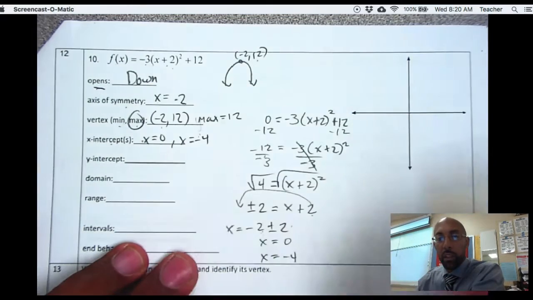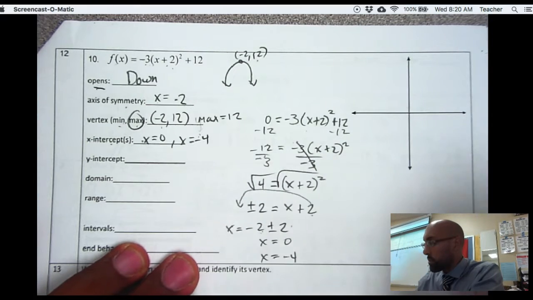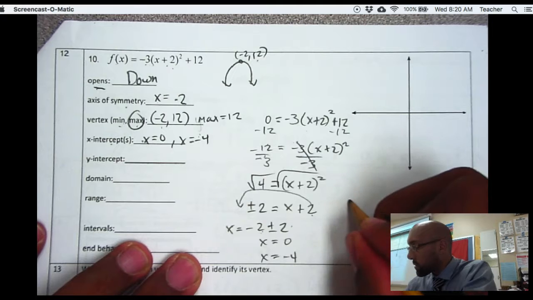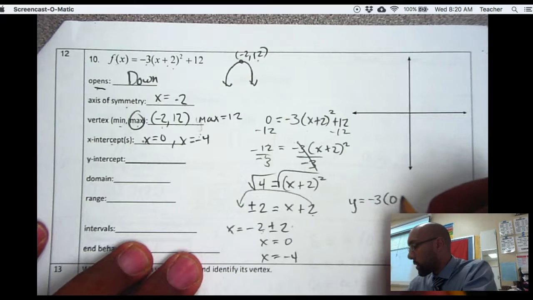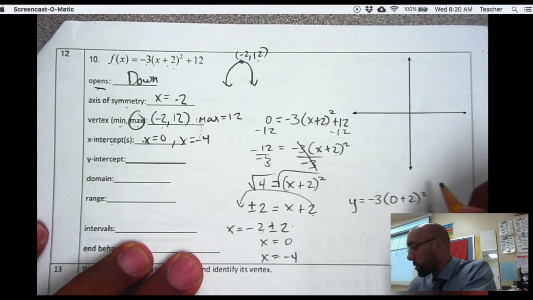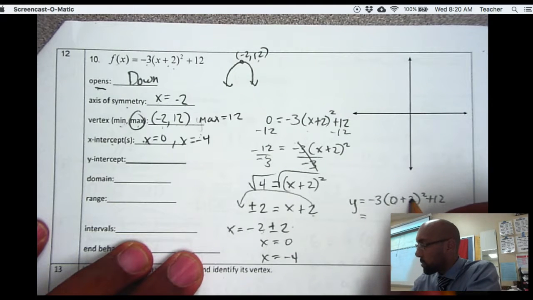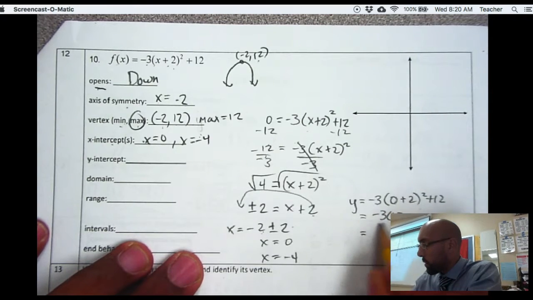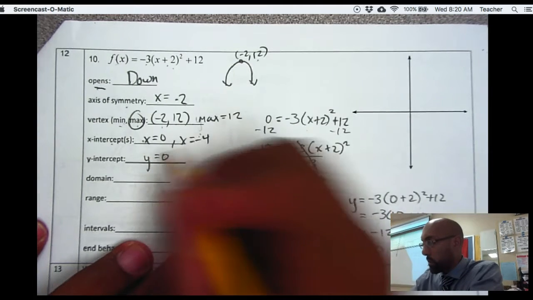Now the y-intercept. We have to do something similar, except remember for the y-intercept, the x is 0. So we plug in 0 for x. Y is equal to negative 3 times 0 plus 2 squared, plus 12. Now 0 plus 2 is 2, 2 squared is 4. Then we have negative 12 plus 12, which is 0. So the y-intercept is 0, or y equals 0.